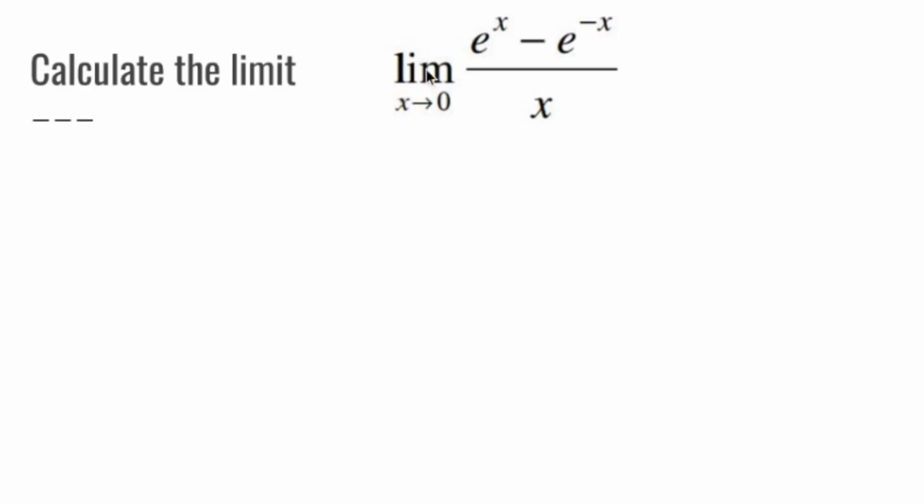All right, let's calculate the limit of this guy right here. We have the limit as x approaches 0 of e to the x minus e to the negative x, all over x. So if I plug in 0, I get 1. If I plug in 0 again, minus 1, I get 0 on the top. But if I plug in, 0 over 0, that's not possible.